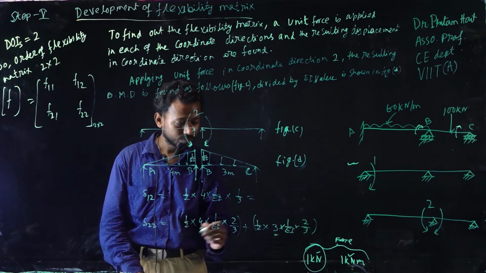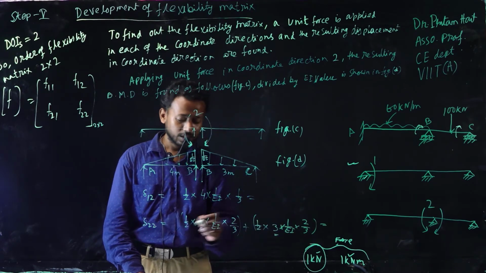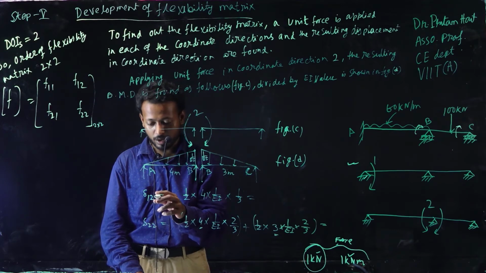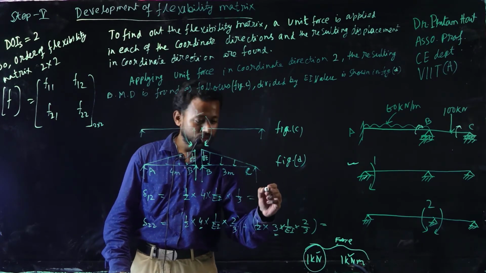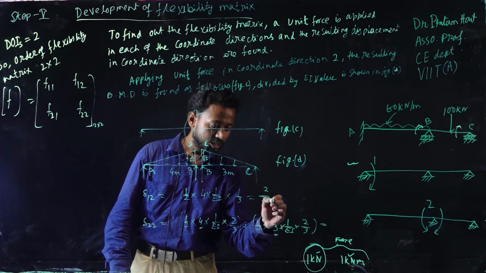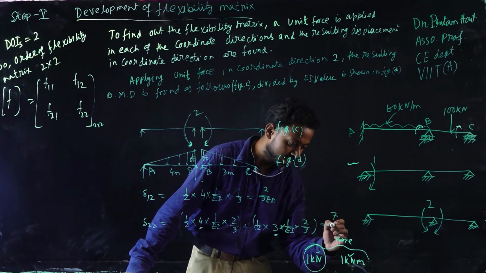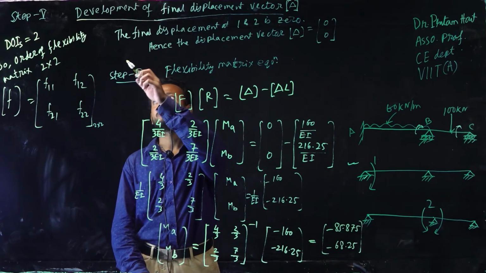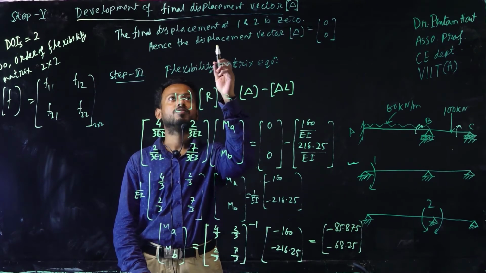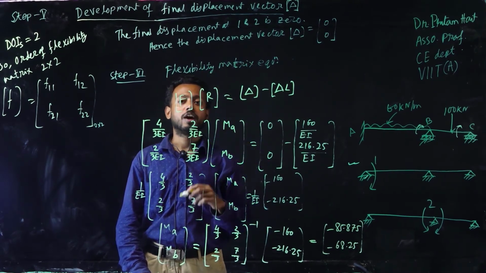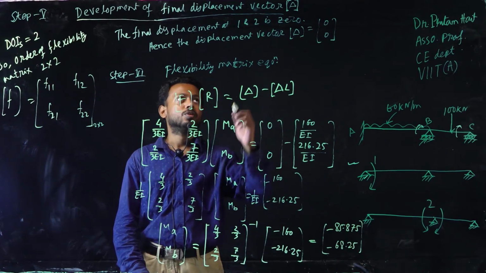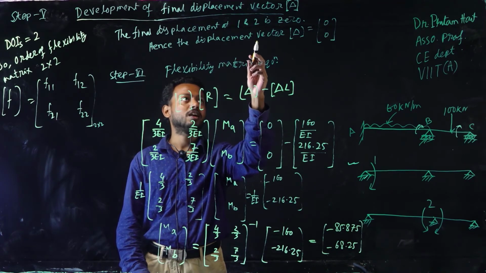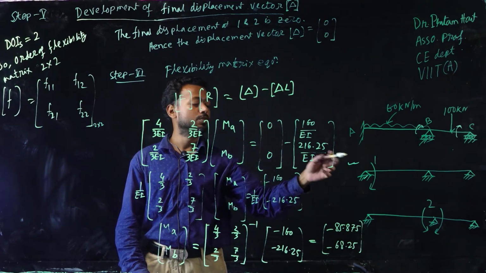So this is your delta 1 1, delta 1 2 and delta 2 2. So delta 1 2 will be 2/3 of EI, and this will be 7/3 EI. Okay, the next step is step number 5, development of final displacement vector. Final displacement vector is delta. So the final displacement vector at 1 and 2 coordinate direction will be 0.